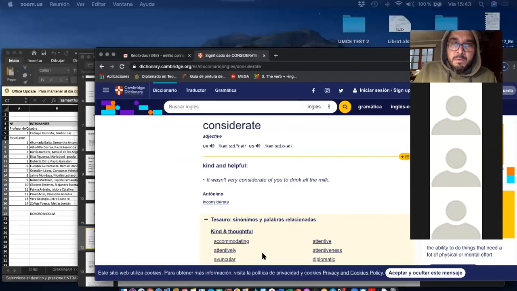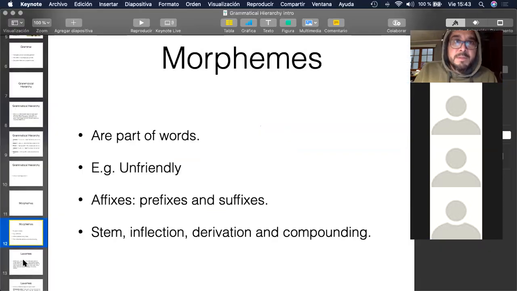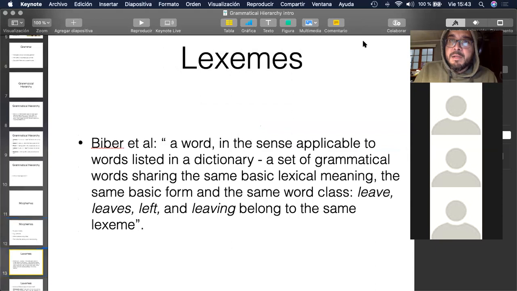Ya, y morphemes, y lexemes. Espera, alguien me escribe. Se va a cortar. Sí, sí, gracias. Cortamos aquí y para hablar de lexemes mando inmediatamente el link.